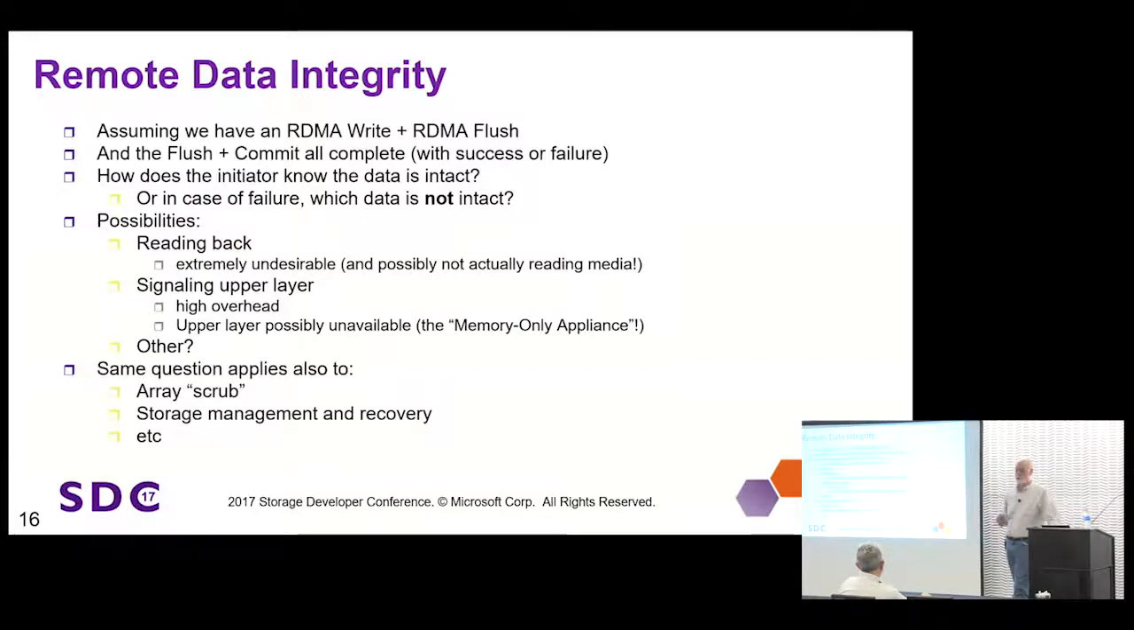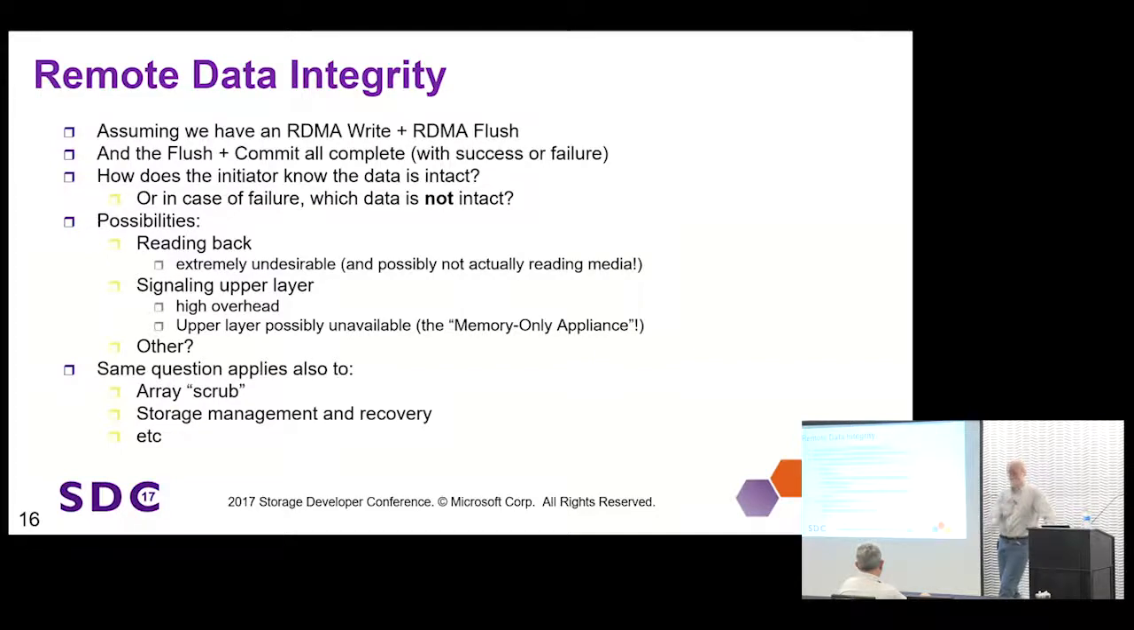How do you know that those bits are good, right? Or if there was a failure, which data was not intact? You know, what just got lost? What got damaged? How much recovery do I have to do? Normally the CPU would have done that, right? We would have done this with an upper layer protocol that would call a file system that would give you end-to-end guarantees that the data was good.